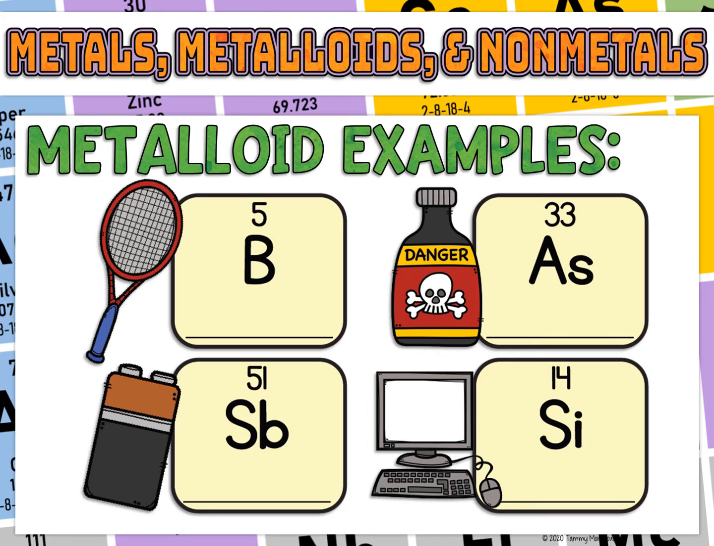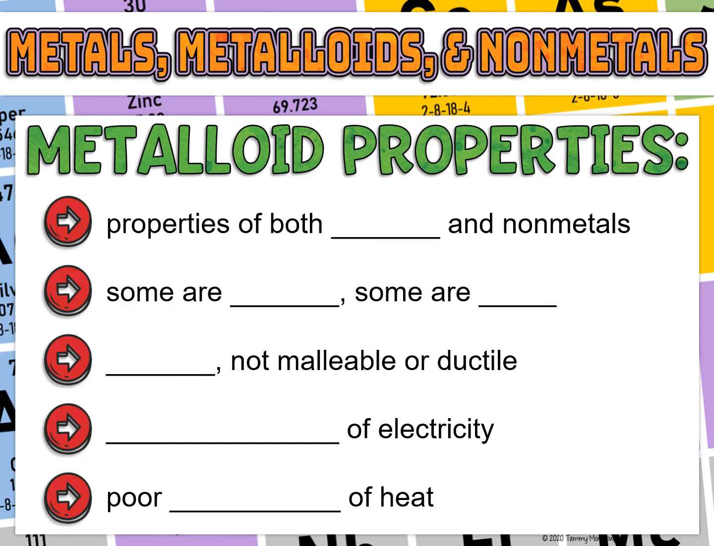Examples of metalloids would be boron, B, arsenic, As, antimony, Sb, and silicon, which is one of the most important ones, and that's Si, silicon. They have properties of both the metals and the nonmetals.